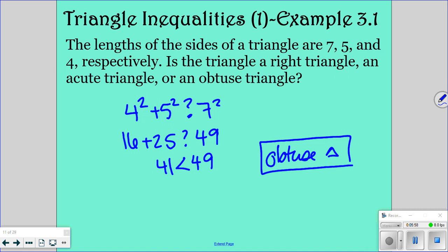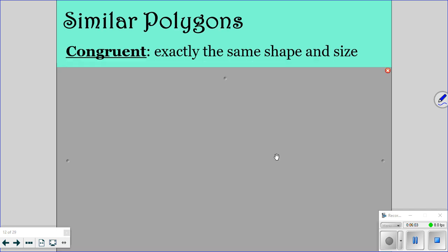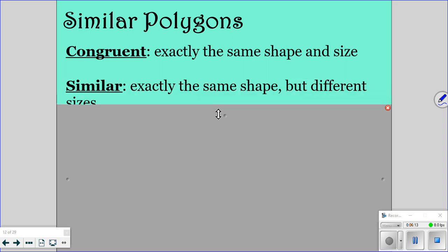So that's how you can use your Pythagorean inequalities. Now we're going to look at some similar polygons. Most of this vocab should be reviewed from geometry. Congruent means they're the exact same shape and size. Similar means they're the exact same shape, but they're different sizes.